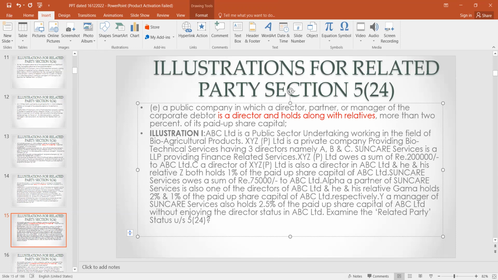Y, a manager of Sun Care Services, also holds 2.5% of the paid up share capital of ABC without being a director. Actually, you have to write all this on a piece of paper and then examine closely the relationship. But as a thumb rule, you can notice 2 or 3 major things. Number one is the holding should be more than 2%. If it is exactly 2%, then it is not a related party. If the relationship is of a director or a manager, then you need not even see the shareholding.